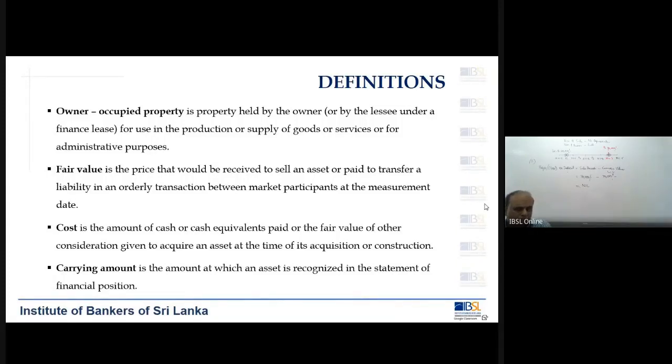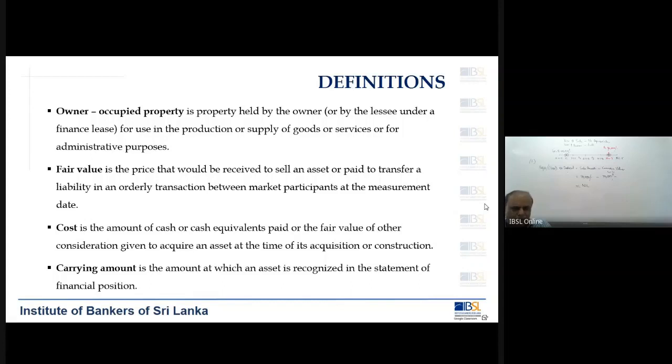But here what you have to know, the only exception is what is an owner-occupied property. An owner-occupied property is the property held by the owner for use in the production or supply of goods or services or for administrative purposes. That is the new thing that is coming up in this definition.